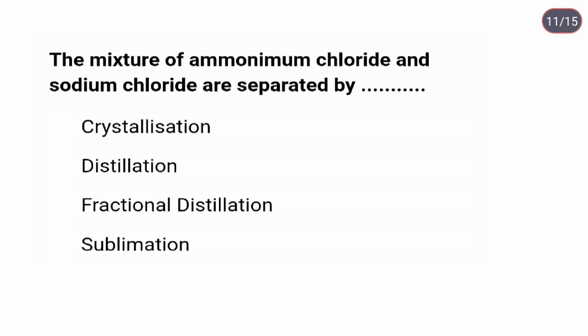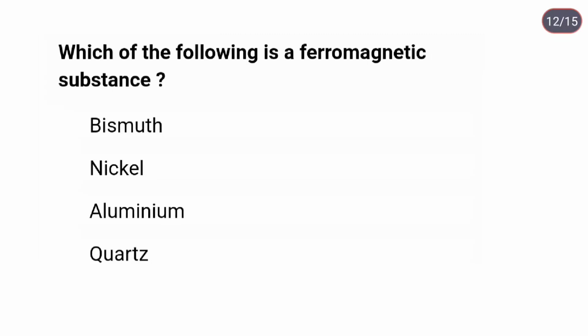The mixture of ammonium chloride and sodium chloride are separated by sublimation. Which of the following is a ferromagnetic substance? Nickel. The substances containing large number of unpaired electrons are attracted strongly by magnetic field. Such substances are called ferromagnetic substance.